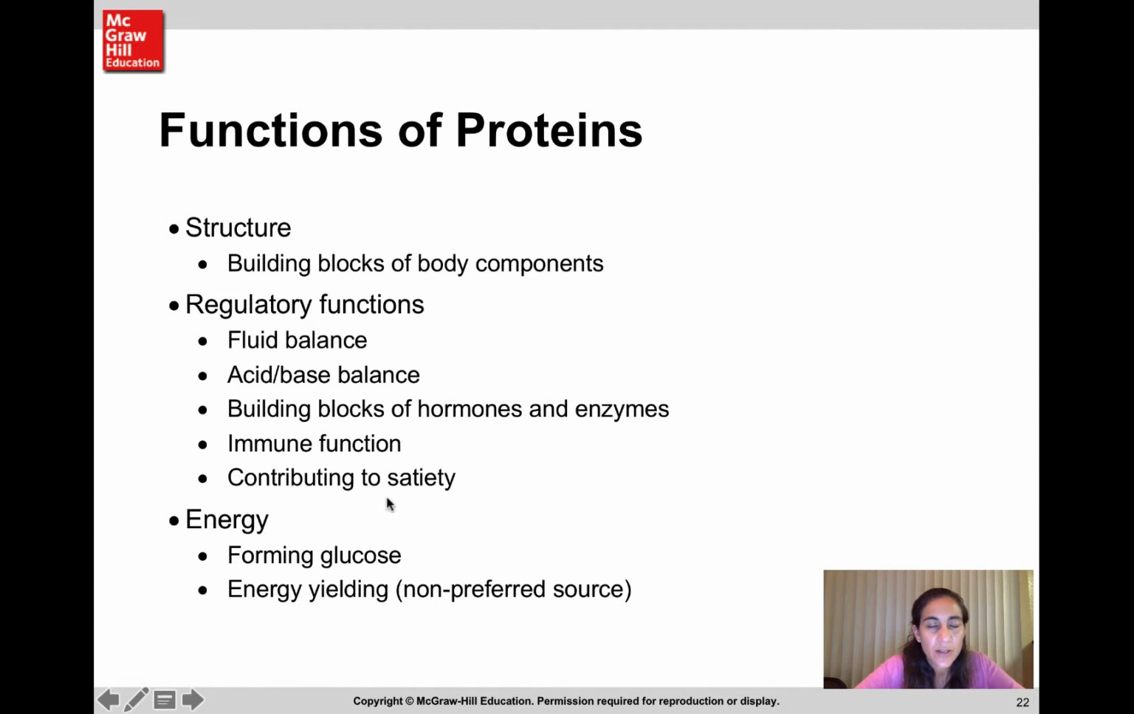We can use a smaller percentage of our proteins for energy. Carbohydrate and lipids are primarily used for energy to produce ATP. A smaller percentage of protein will be used for ATP production.